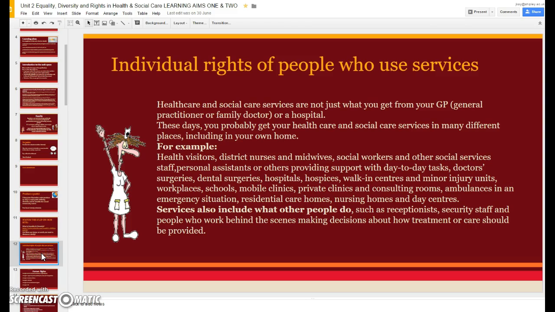Hello and welcome back. You should have watched the clip. This is about individual rights of people who use different services. So you need to think about all of the different services that are involved in health and social care. It's not just a nursery or a residential home. If you look at the list, there's a massive long list of all the different places and people of services. It's not inclusive, which means there are more to add. This is just to give you a general idea of the amount of services that are available and how many rights that might be included for people that use those services.